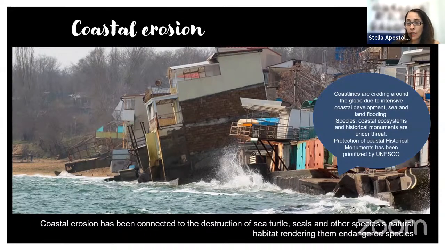A lot of coastal areas are affected by coastal erosion. A lot of species that have their nests on the coast are affected by coastal erosion. Such species are sea turtles, seals, and many other species that use the coastal area. And there is also a very big threat to the coastal historical monuments. Actually, the protection of coastal historical monuments has been prioritized by UNESCO right now. The reason is that there are a lot of monuments in coastal areas all around the world. Many of them have already been affected. Some of them have been destroyed, and some others are threatened.